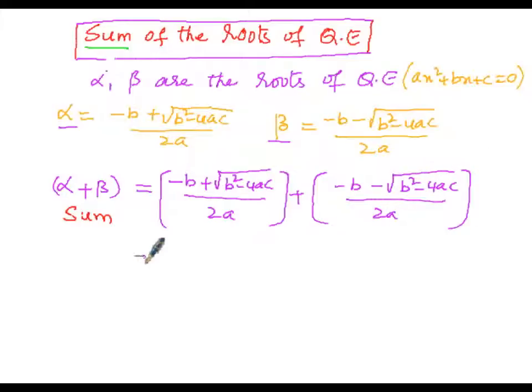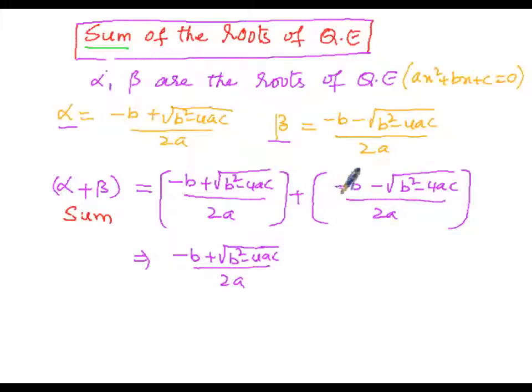Then that implies when we open the brackets, before the first bracket there is a positive sign, so there won't be any changes in the signs. So minus b plus root of b square minus 4ac overall divided by 2a is written as it is, and before the second bracket also there is a positive symbol, so there won't be any changes in the signs.